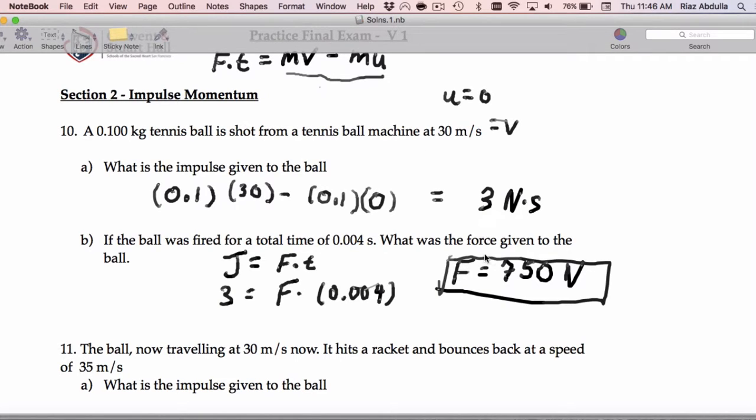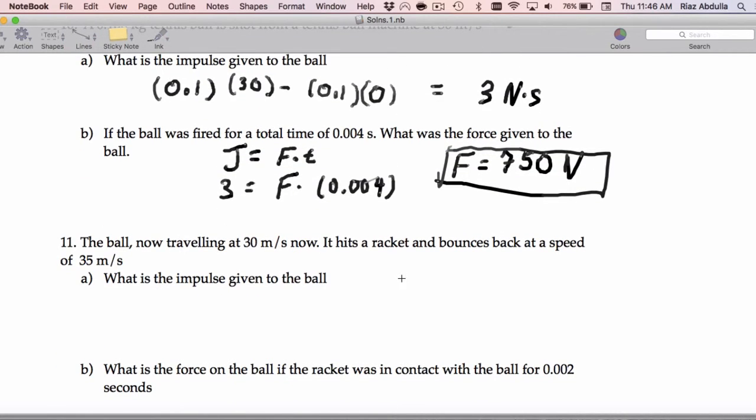Next. All right. Next, the ball is traveling at 30 meters per second. It hits a racket and bounces back at a speed of 35 meters per second. What is the impulse given to the ball? So one thing I want to point out is we'll send the tennis ball in this way, but then it bounces back the other way.